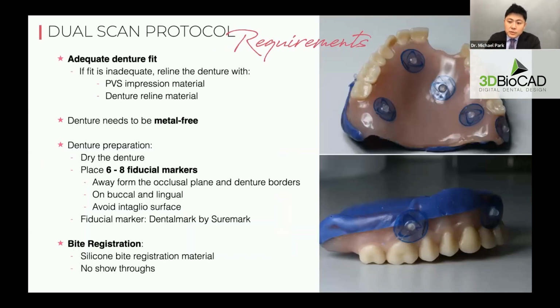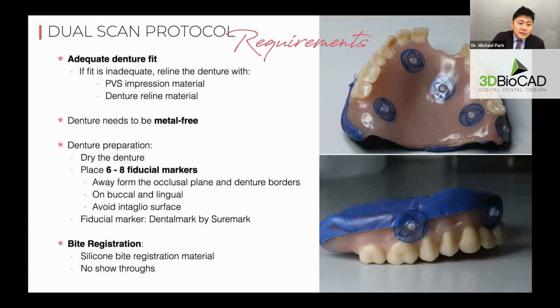When we do these CT scans, there are some requirements that we need to follow. The denture fit needs to be adequate. If the denture fit is not adequate, then you would want to reline the denture. Or you can use a PVS impression material to reline the denture temporarily just for the CT scan, and after you take the CT scan, you can of course remove the PVS.